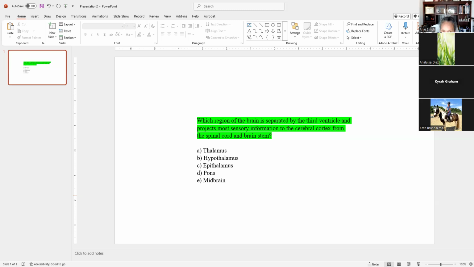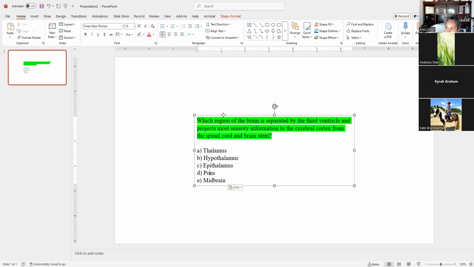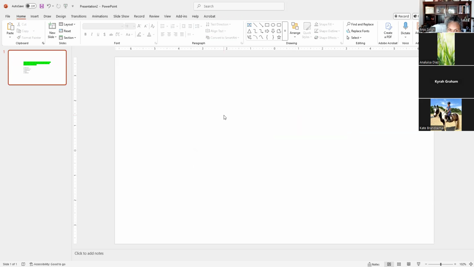All your, most of your sensory information relays in the thalamus, and then the thalamus decides what has to be sent up to the cerebral cortex and what needs to be ignored. This comes under the easy category. So make sure you know these basics. This is, again, a super easy question.